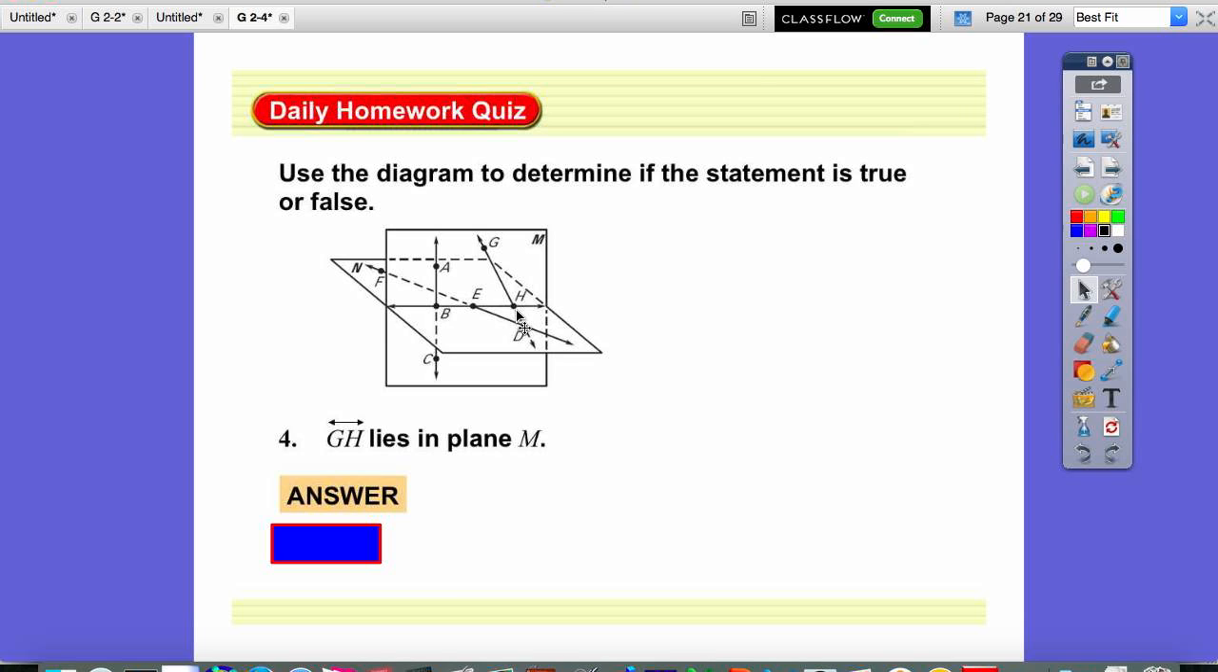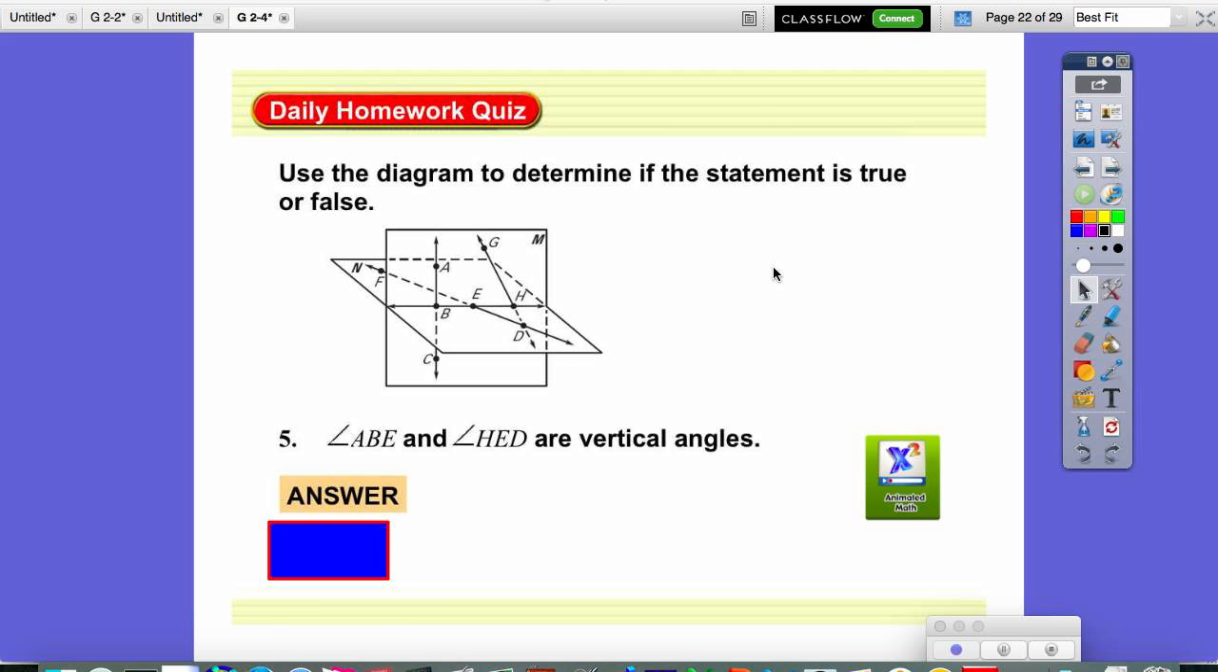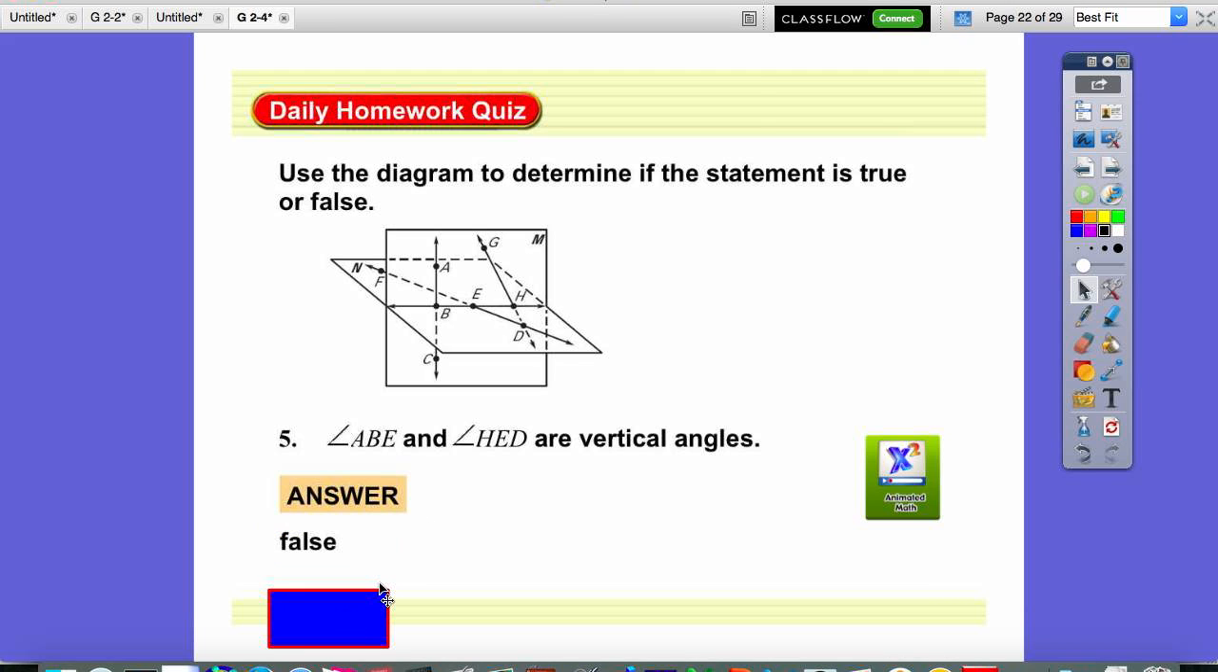GH lies on plane M. That is true. Using the diagram to determine if the statement is true or false: A, B, E, and H, E, D are vertical angles. No, that's false.